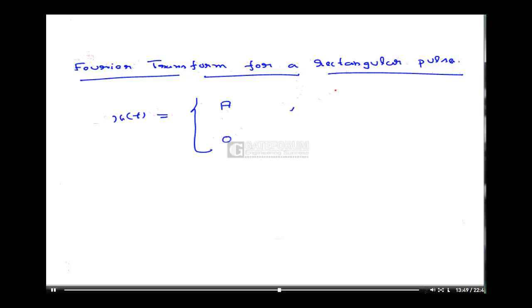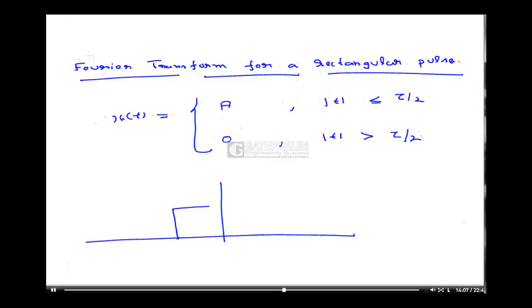Rectangular pulse is defined like this. If I plot it, it will be something like this, from minus tau by 2 to tau by 2, with amplitude A along t. This is a rectangular pulse. For this, I have to find the Fourier transform. Before finding the Fourier transform, I should verify that x(t) must satisfy all the Dirichlet's conditions. If it is satisfied, definitely it will have a Fourier transform.